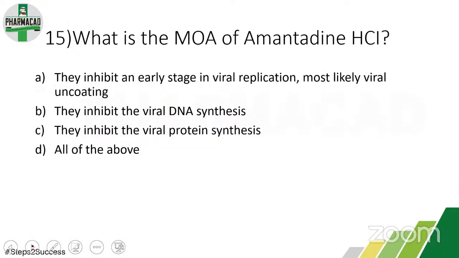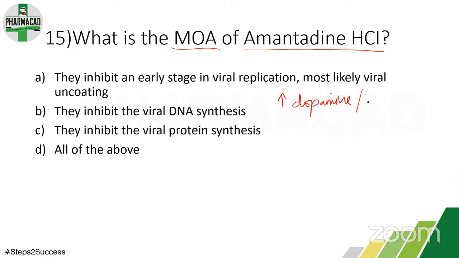Next question. What is the mechanism of action of amantadine HCl? Amantadine is a weak antagonist of the NMDA type glutamate receptor. This amantadine HCl increases the level of dopamine release. If it increases the release of dopamine, it means it blocks dopamine reuptake.